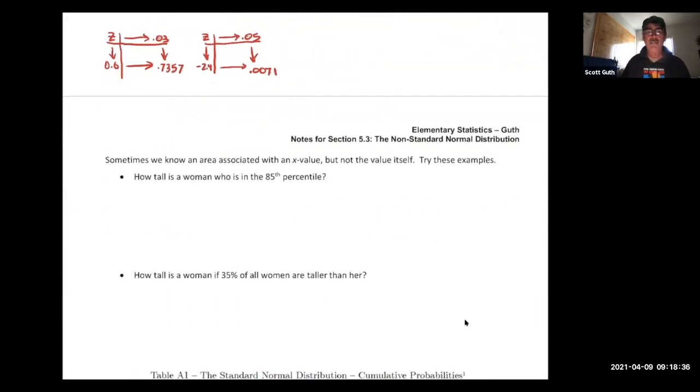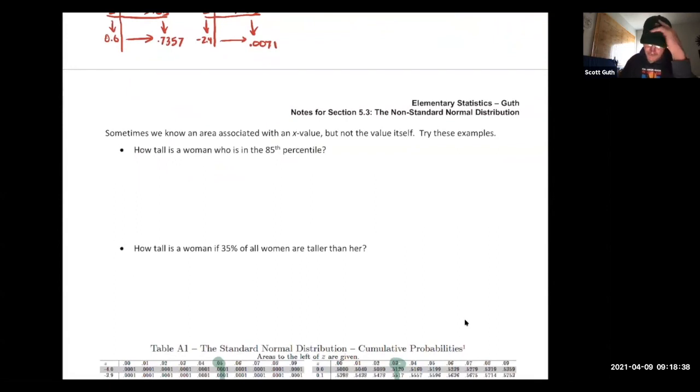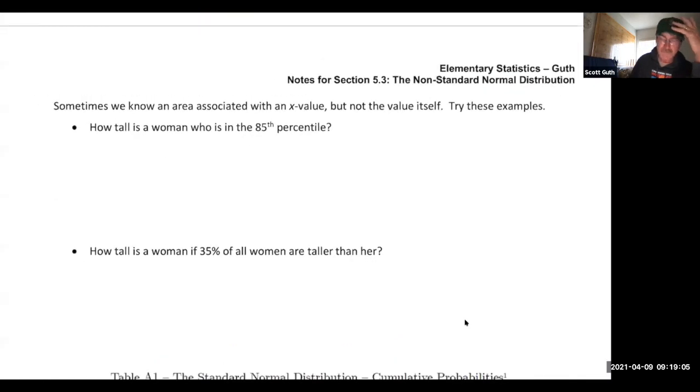All right, so we're just finishing up by starting with the areas under the curve, but not knowing how tall the woman is. So what you need to do is completely do the problem in reverse. They're telling you she's 85th percentile. First of all, you need to know what that means. Percentile is just the percentage of people or scores that are lower. So if she's 85th percentile, she's taller than 85% of other women. So she would be above average in height.